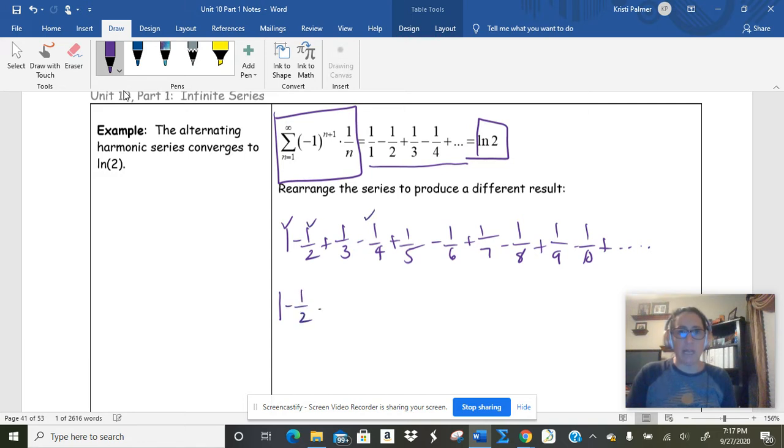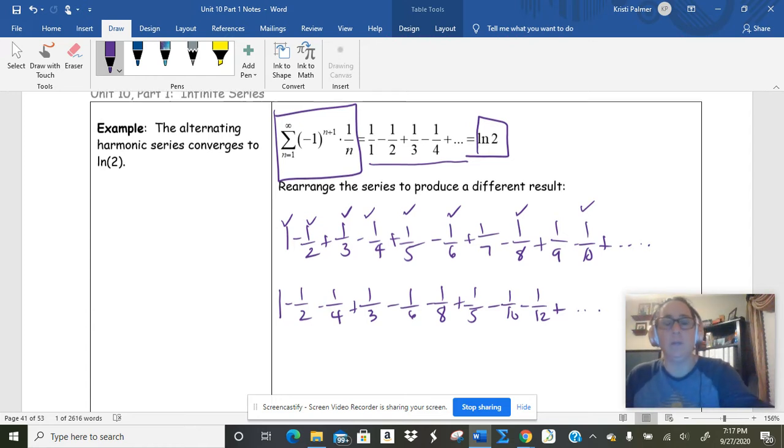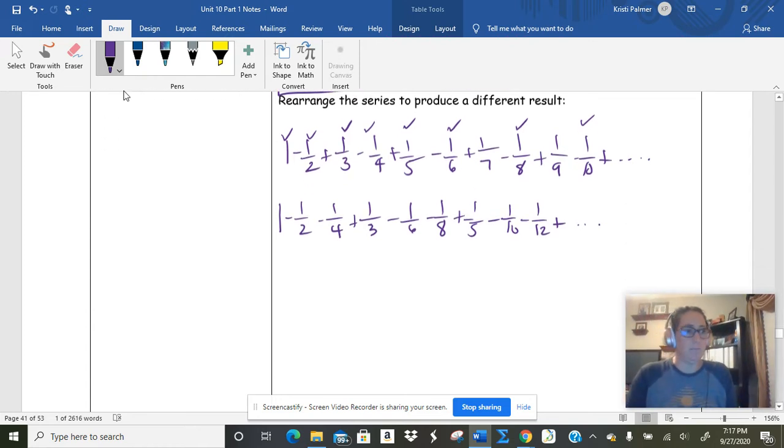So I'm going to do minus 1/2, minus 1/4. And then I'm going to take the next positive, so 1/3. And then I'm going to do the next two negatives. Right? It's mathematically okay to rearrange the way that you add numbers. And subtracting is just adding a negative. And I'm going to take the next positive with the next two negatives. And I'm going to continue that process until eventually I have checked everything off. And we're going to infinity, so we'll get to them all eventually.